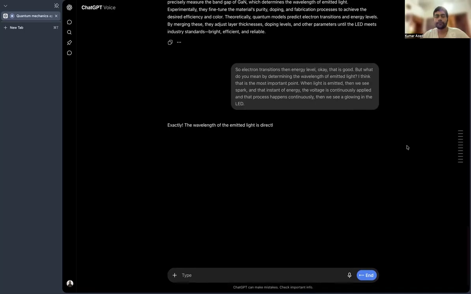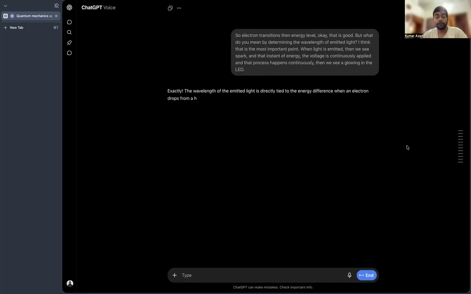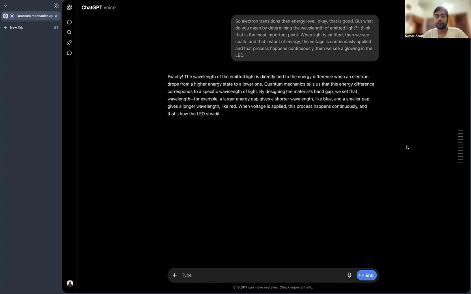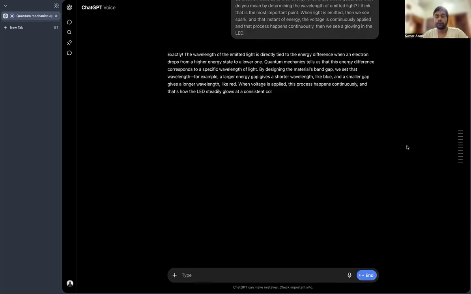Exactly. The wavelength of the emitted light is directly tied to the energy difference when an electron drops from a higher energy state to a lower one. Quantum mechanics tells us that this energy difference corresponds to a specific wavelength of light. By designing the material's band gap, we set that wavelength. For example, a larger energy gap gives a shorter wavelength, like blue, and a smaller gap gives a longer wavelength, like red. When voltage is applied, this process happens continuously, and that's how the LED steadily glows at a consistent color.